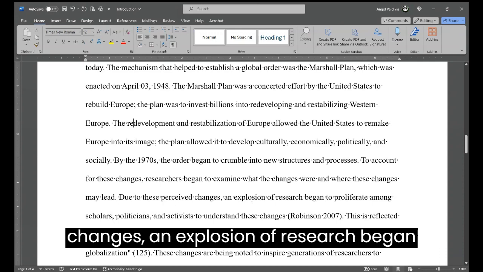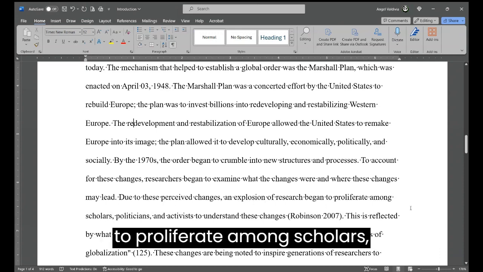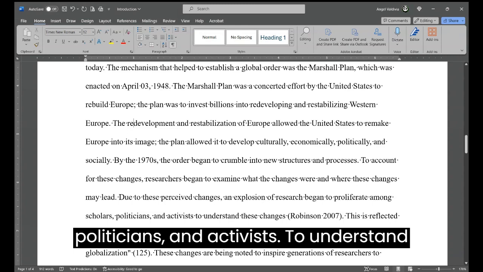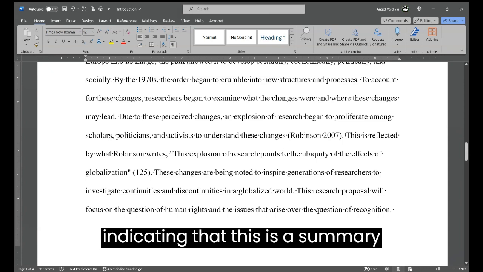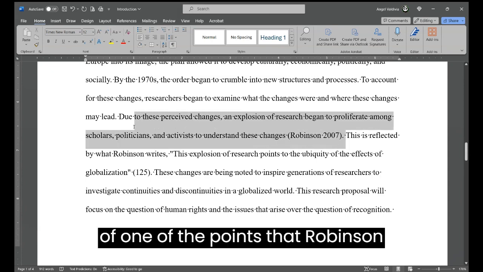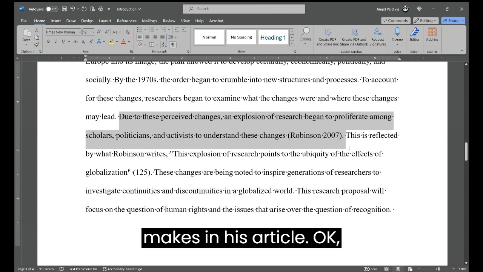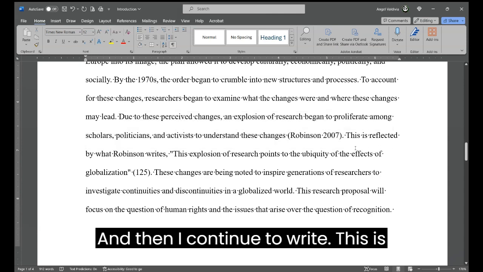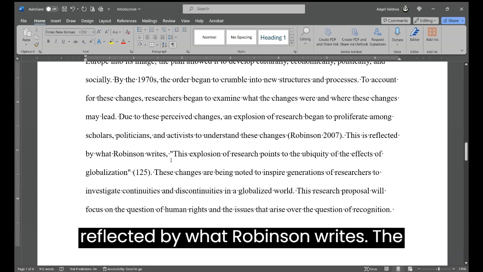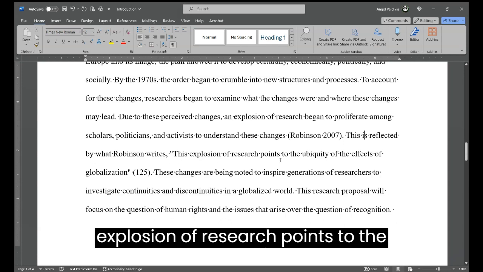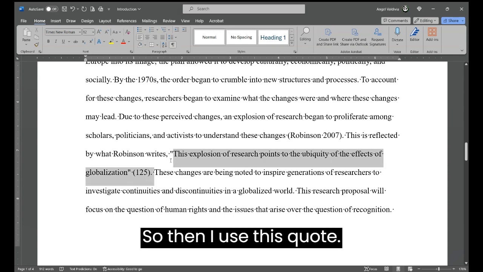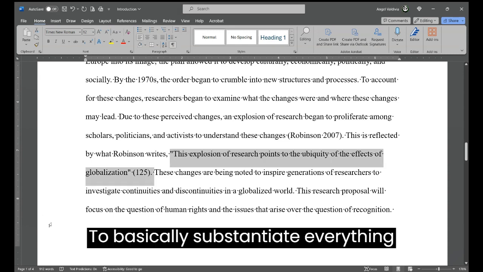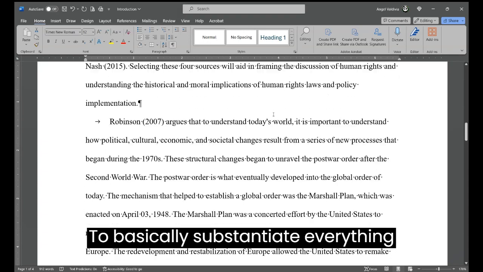Due to these perceived changes, an explosion of research began to proliferate among scholars, politicians, and activists to understand these changes. And this is just indicating that this is a summary of one of the points that Robinson makes in his article. Okay. And then I continue to write, this is reflected by what Robinson writes, the explosion of research points to the ubiquity of the effects of globalization. So then I use this quote to basically substantiate everything that I wrote here.